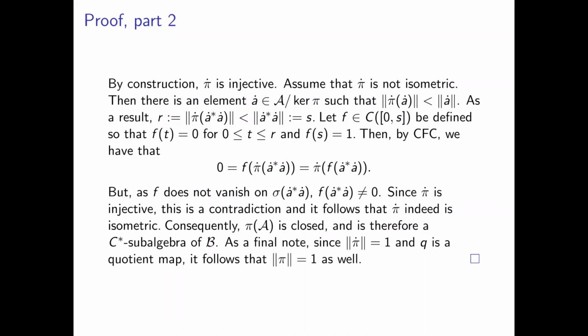And from all of this, we conclude that pi of a is closed, and it's therefore a C-star subalgebra of B as well. And as a final note, since the norm of this pi with a dot over is equal to 1, and Q is simply a quotient map, it follows that the norm of this map phi, or this map pi, is 1 as well.